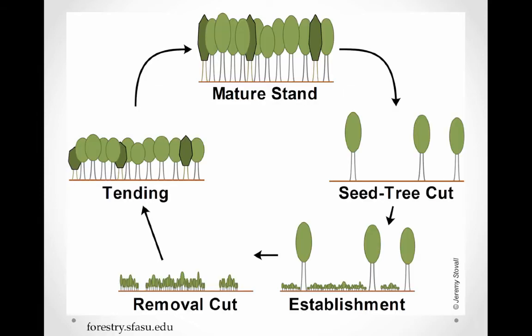So looking at this, we have our mature stand, we have our seed tree cut, we have our establishment, we have the removal cut, and then we have our tending of our stand. So we're looking at our full rotation. So from mature stand to our harvest, which happens over multiple cuttings, to the tending, to our harvest, regeneration, and tending.